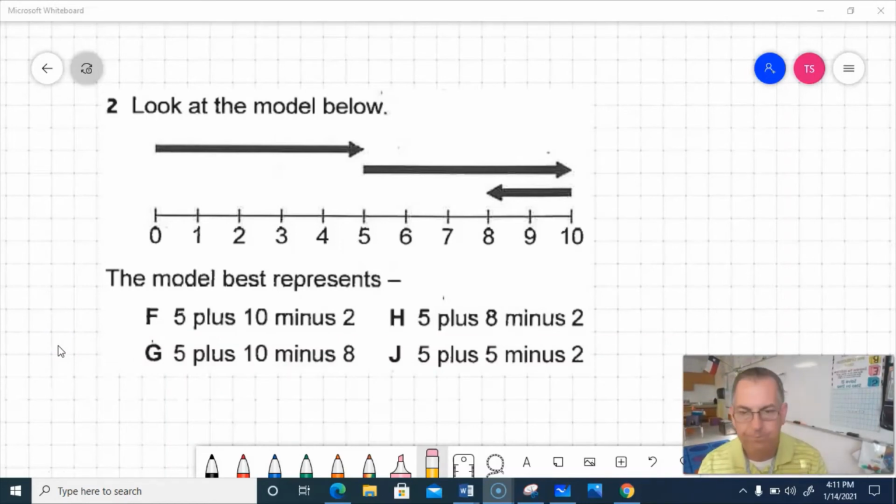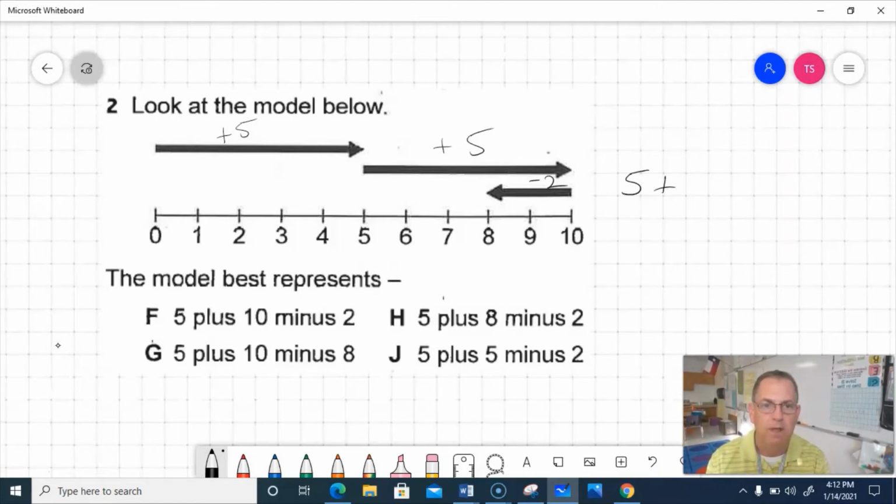Let's check it out. So right here, it goes from 0 to 5. So that's plus 5. And it goes from 5 to 10, that'd be plus 5. And then from 10 back to 8, that would be minus 2. So the equation would be, it starts at 5, and then you add 5, then you minus 2. 5 plus 5 is 10, and then take 2 away from that, that would equal 8. And that's where we end up at, 8 on the number line.